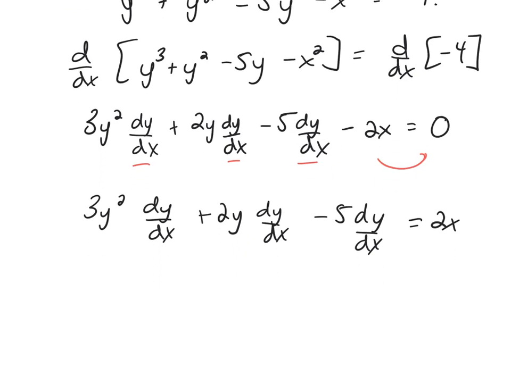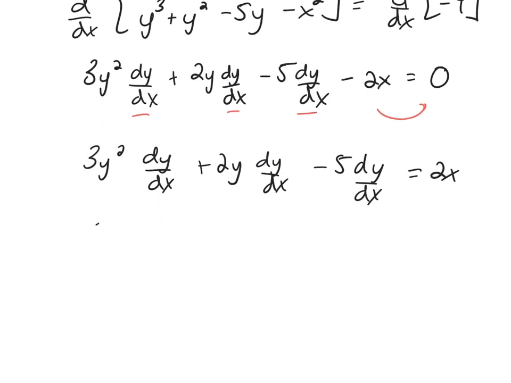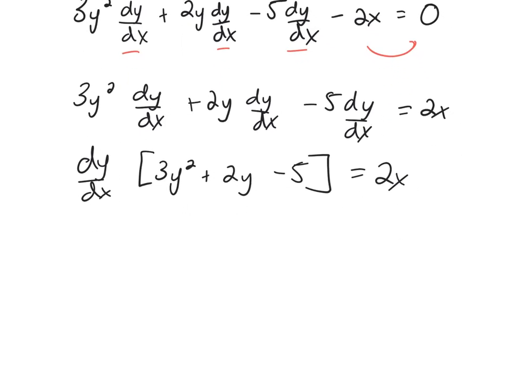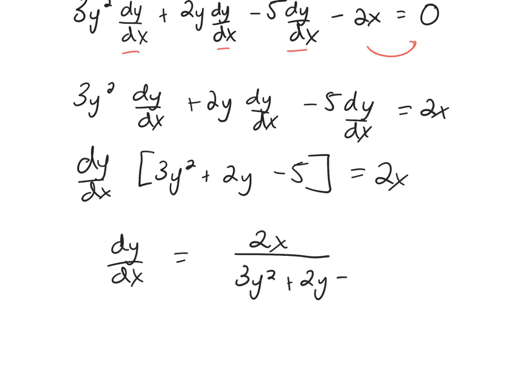And then step 3 in our procedure said to factor out dy dx out of all of these terms on the left-hand side. And then finally, to solve for dy dx, you're going to divide by that thing in the brackets there. So you'll get 2x over 3y squared plus 2y minus 5. And there's my derivative right there.